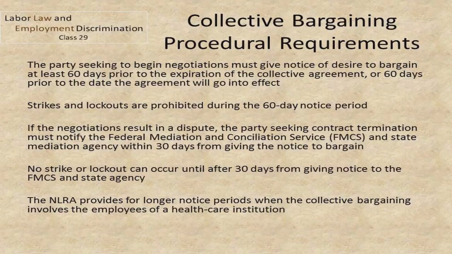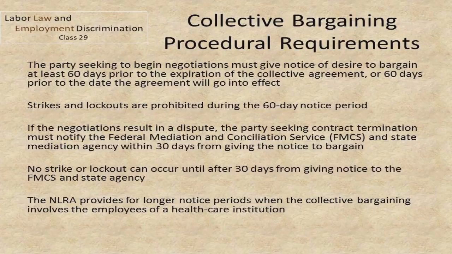Now, if the negotiations result in a dispute, let's say we can't come to terms on wages or we can't come to terms on the hours that we're going to work, then whoever wants to terminate the agreement has to notify an organization called the Federal Mediation and Conciliation Service. It's acronym FMCS. They basically have to tell them we're 30 days from giving the notice to bargain, okay?